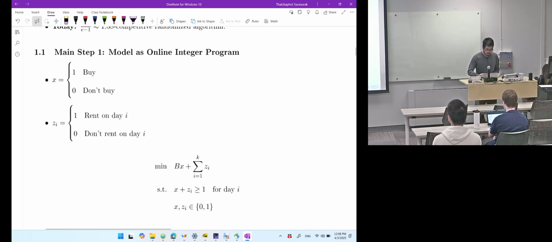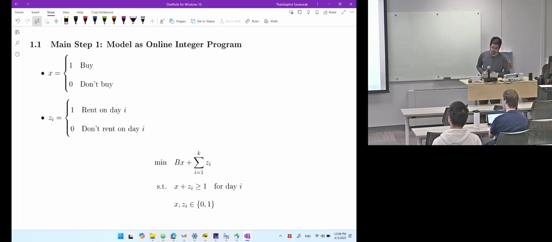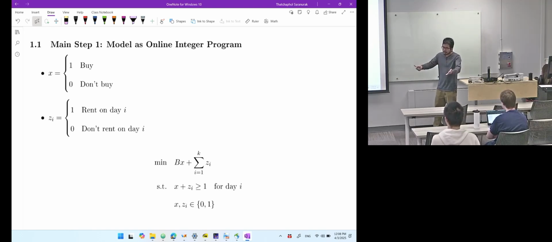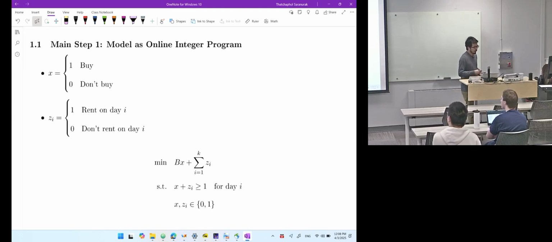So the first step, right, is to model the problem as an integer program. And that is basically what we're going to do. Again, when you have a problem, it's not too clear. There are many ways to model it as an integer program. This is one particular way that will work. Okay? And what we're going to do is this. Just create X to indicate whether you're going to buy or not buy. Okay? And Zi is to indicate whether you're going to rent on day i or not.